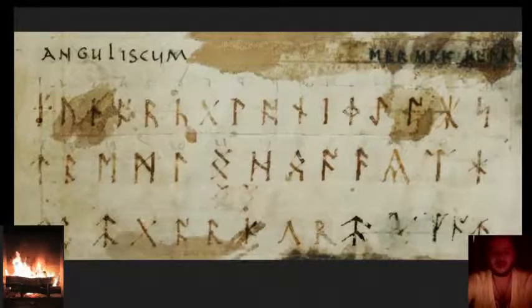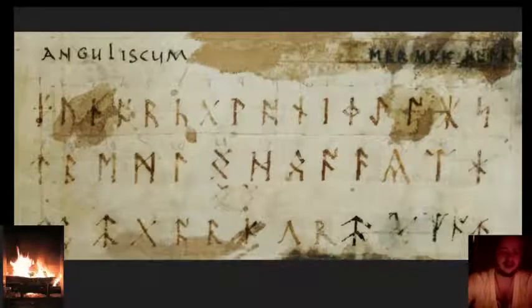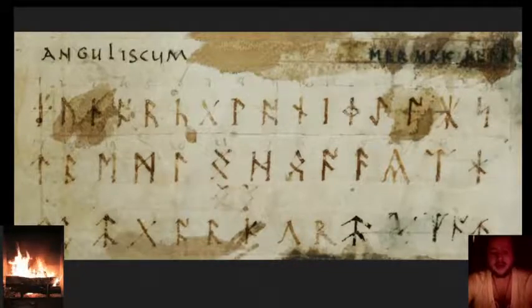Now, if you were present at or saw the recording of last week's stream, you'll remember we saw Elder Futhark runes and how they evolved into Younger Futhark runes. And I mentioned that there are two main daughters of Elder Futhark. One of them is the Younger Futhark runes that we saw on the Swedish rune stones last week, and the other main daughter is the Old English runes that we see here on the screen.